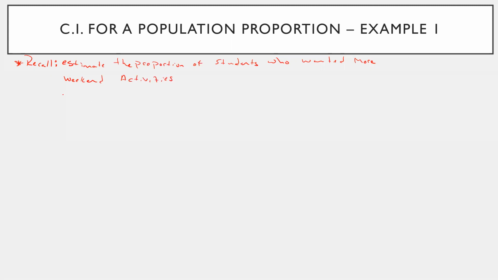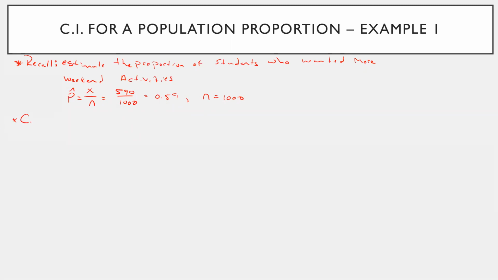Does anybody remember what p hat was for this? It was what divided by what? X over N. Okay, and what were the actual numbers? 590 over 1,000. So just by this, you're given p hat is 0.59, and you're also given the sample size, right? Like how many students did I talk to? 1,000.